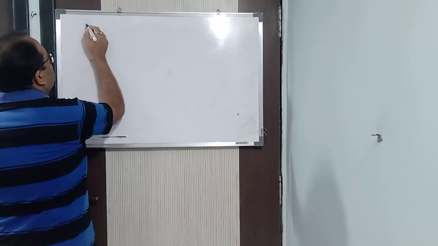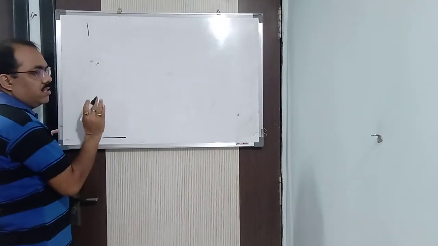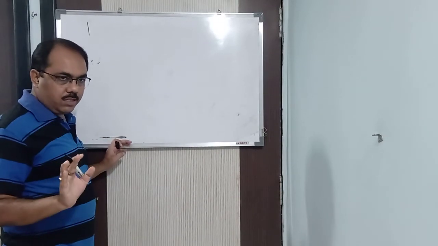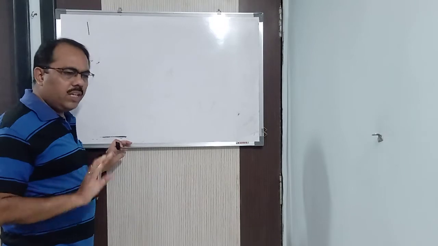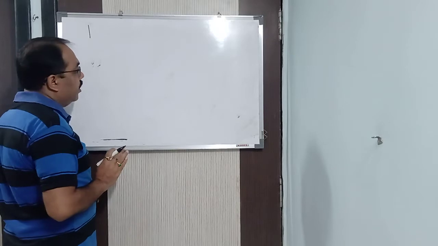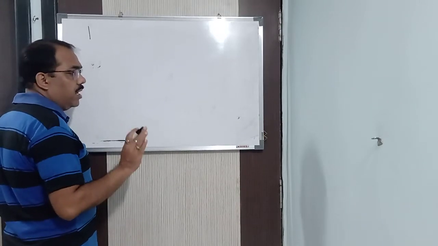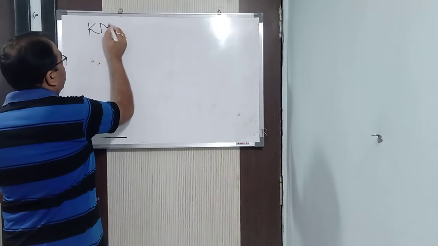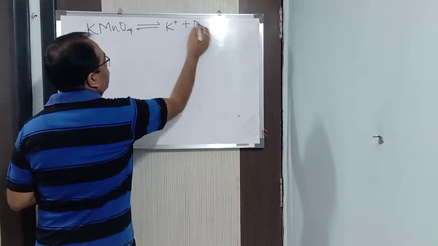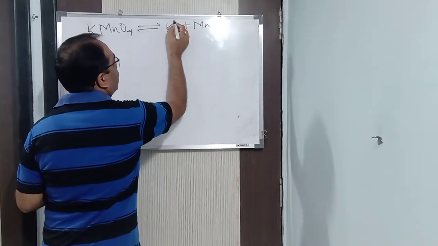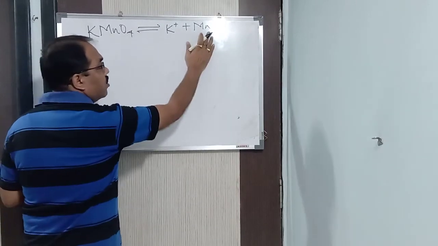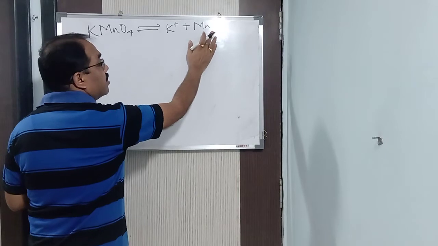For example, you know there are different oxidizing agents, like potassium permanganate, potassium dichromate, nitric acid, manganese dioxide. So many are there. If I take potassium permanganate as an example, KMnO4 on dissociation will give you K plus and MnO4 minus. Now I have nothing to do with K plus, because that will not give you oxygen. Which will give you oxygen? Permanganate ion, MnO4 minus.